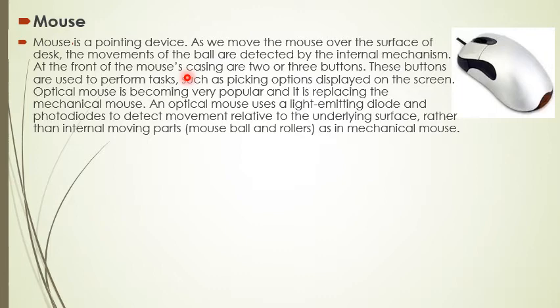On a mouse we have some buttons, at the front of the casing, 2 or 3 buttons. We have these buttons for performing different tasks. One is a right click, and another is a left click. Mostly left click is used for selection, or picking any option on a screen, while a right click displays the options, or we can say the menu of the icon or program.